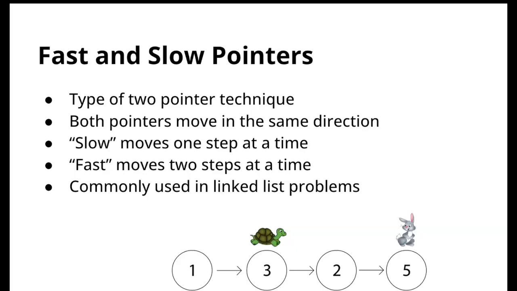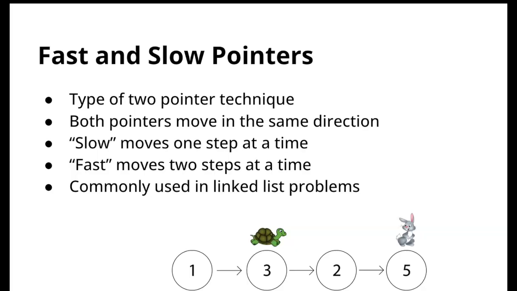So what this basically means is that both pointers will move in the same direction, but you have a slow pointer, which only moves 1 step at a time, and a fast pointer that moves 2 steps at a time. If they both start at 1, the turtle will first go to 3, while the hare will go to 2. And then you keep repeating that until both of them coincide. And mathematically, this works out.